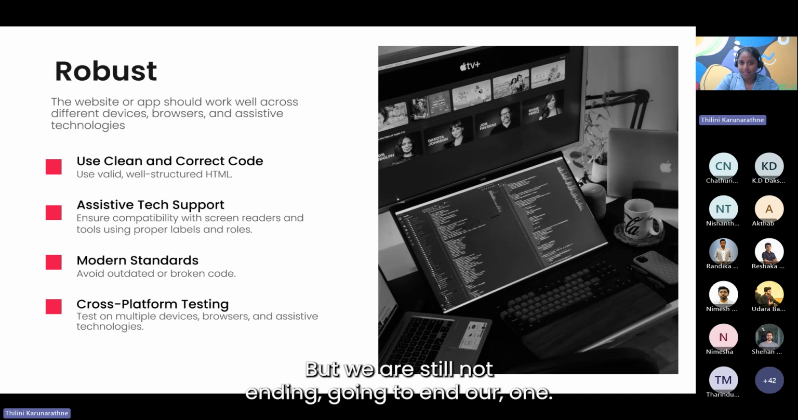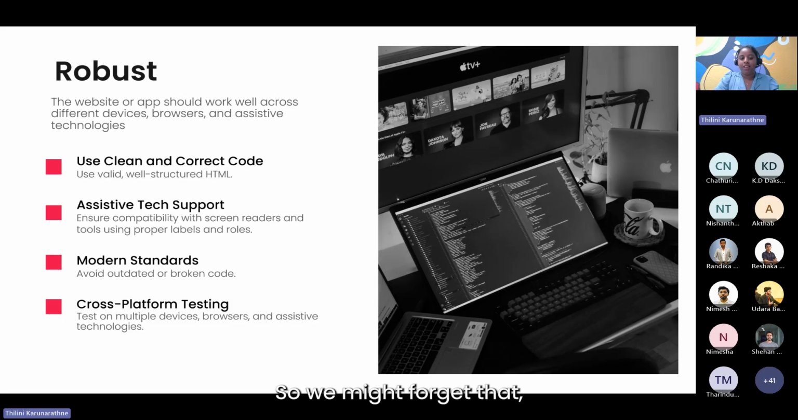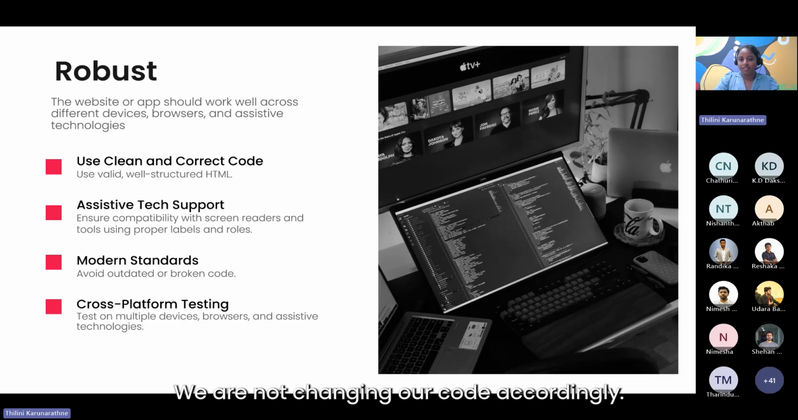But we are still not going to end our one. The answer is robust because we are doing things for today's perspective, but not for tomorrow's. So we might forget that browsers are getting updated and the technologies are changing. We are not changing our code accordingly. So yes, the answer is robust.